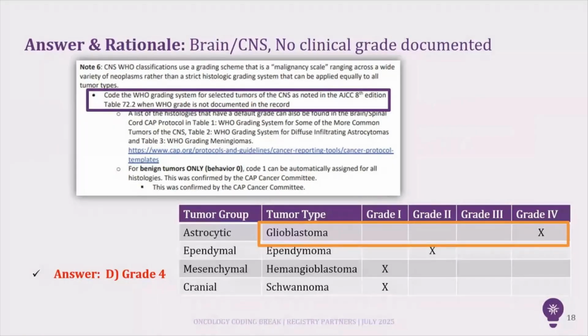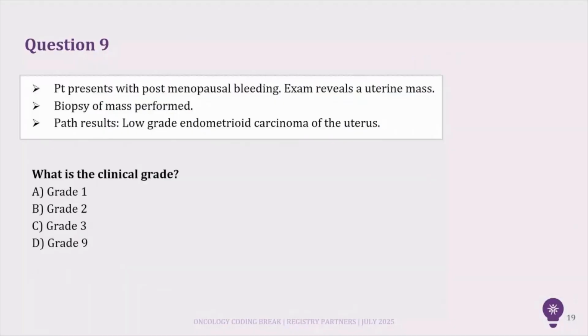Okay, now we have a patient with postmenopausal bleeding. They find a uterine mass and the biopsy shows low-grade endometrioid carcinoma of the uterus. So how are we going to code the clinical grade for low-grade endometrial carcinoma? Oh, I can tell some people are not using the manual.